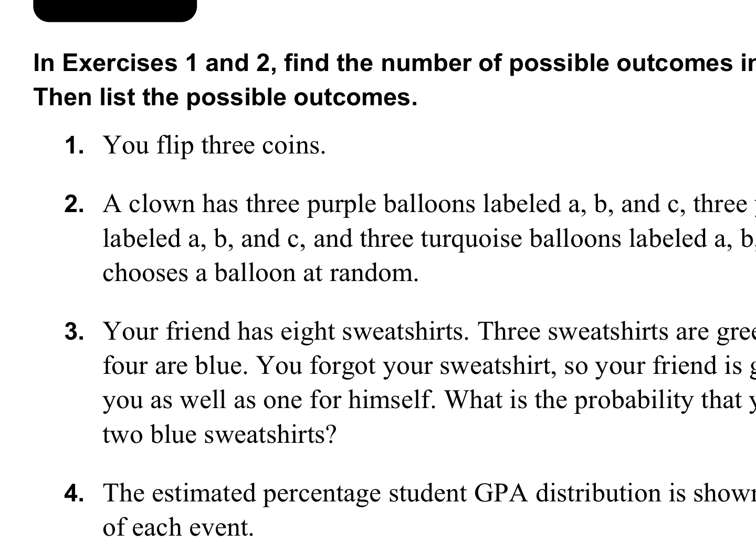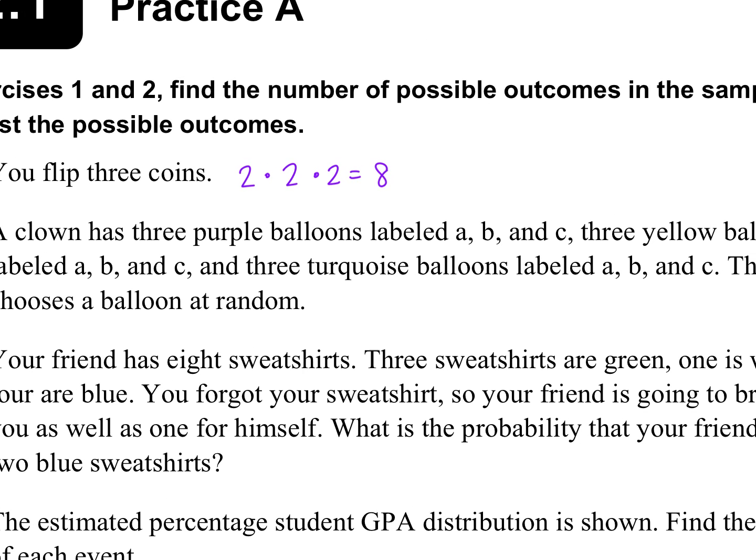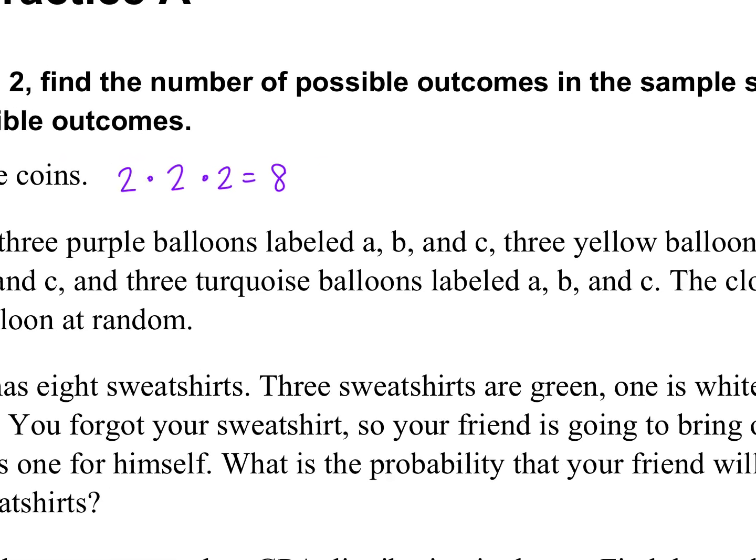So looking at this, it says you flip 3 coins. So I need to figure out what is the total possible number of outcomes in my sample space. If I flip it once, I have a total of 2 possible outcomes. The second time I have another 2, and the third time I have another 2. So I have a total of 8 possible outcomes. Keep in mind it's not 2 times 3, it's 2 times 2 times 2, which is the same thing as saying 2 cubed. Now I need to determine what my outcomes are. I need to list them.